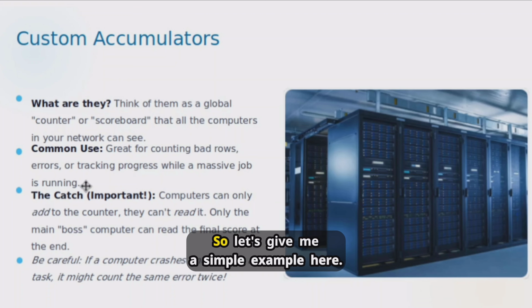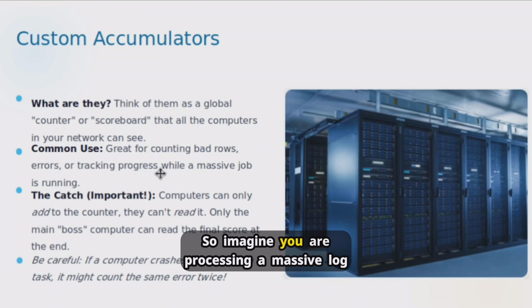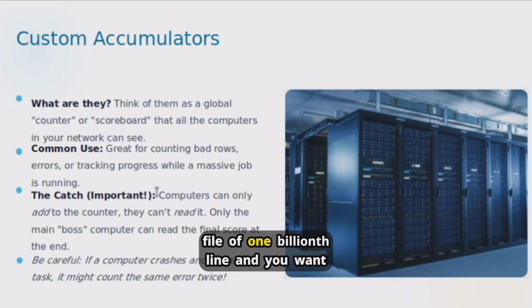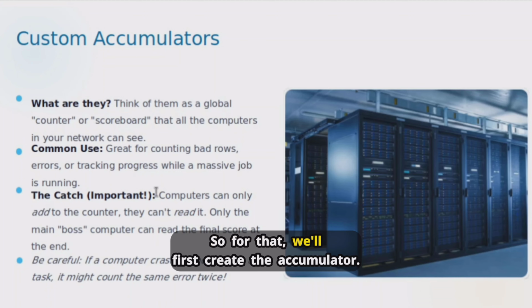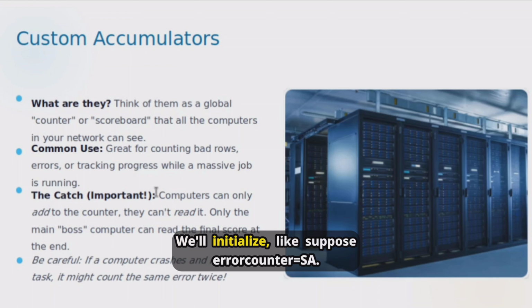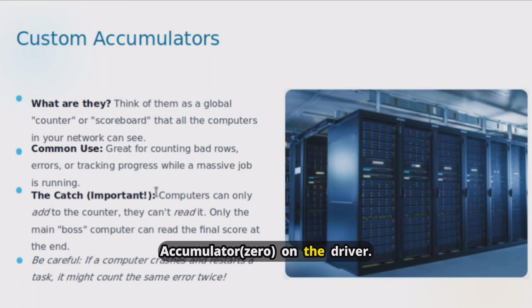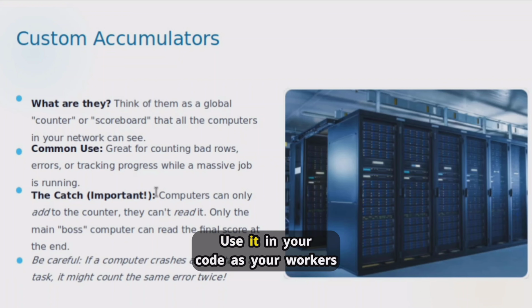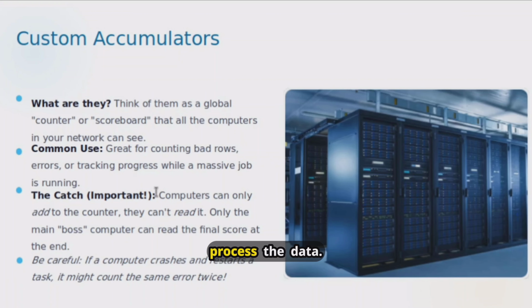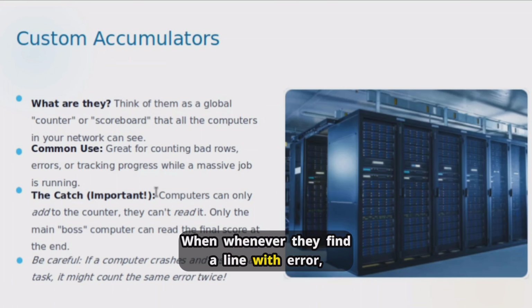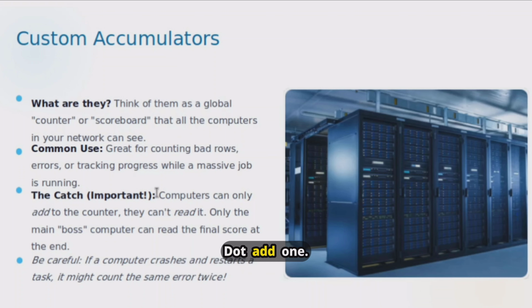right? Let me give you a simple example here. Imagine you are processing a massive log file of 1 billion lines and you want to count how many lines contain the word error while you process the data. For that, we'll first create the accumulator. We'll initialize, suppose, error_counter = sc.accumulator(0) on the driver. Use it in your code as your workers process the data. Whenever they find a line with error, they call error_counter.add(1). That is the accumulator we have initialized, right?